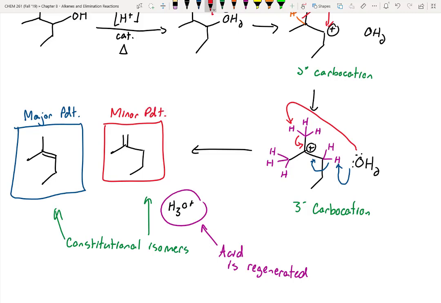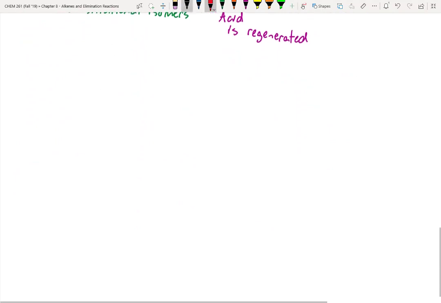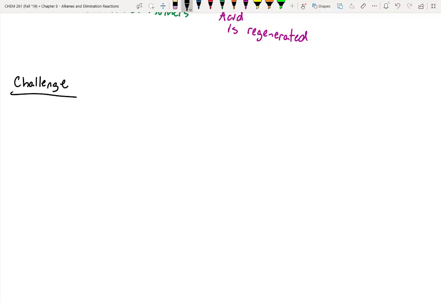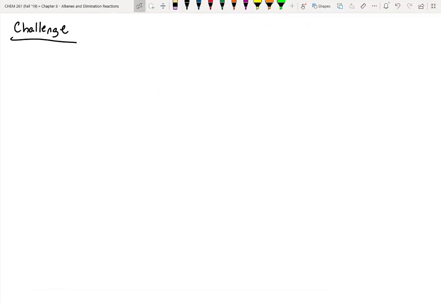So make sure that you do go through slowly with these, because like I said, people often forget to protonate their alcohol, they kick it off first, or they forget about their rearrangement. All right, want to try a harder one? This one's going to be more about the mechanism, and in fact, I pulled this from the textbook.